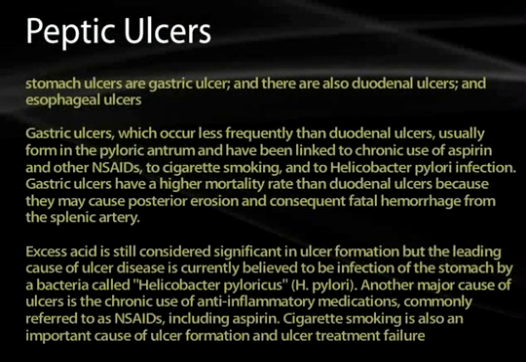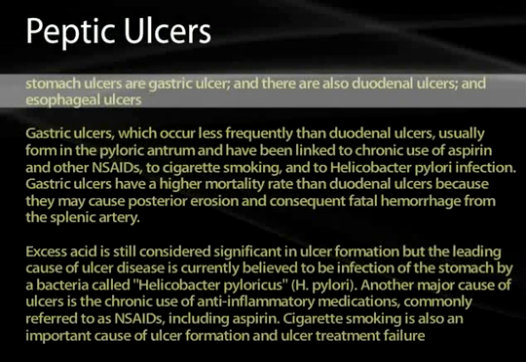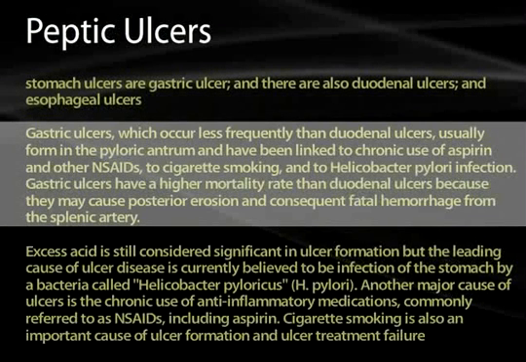There are different types of peptic ulcers. In the stomach, they're called gastric ulcers. In the duodenum, they're called duodenal ulcers. And in the esophagus, they're called esophageal ulcers. Gastric ulcers, which are less frequent than the duodenal ulcers, are usually from the pyloric antrum regions of the stomach. They're often linked to aspirin or NSAID use, smoking, and an infection of the Helicobacter pylori bacteria. The gastric ulcers have a much higher mortality rate than the duodenal ulcers, though, because they can erode through the posterior wall of the stomach into the lesser sac, and they can hemorrhage the splenic artery, and a person can actually exsanguinate from that.